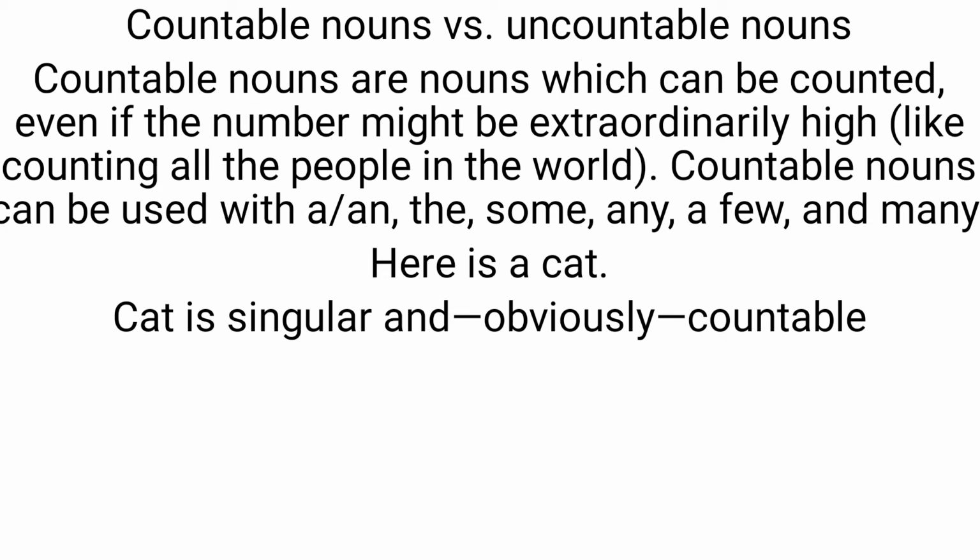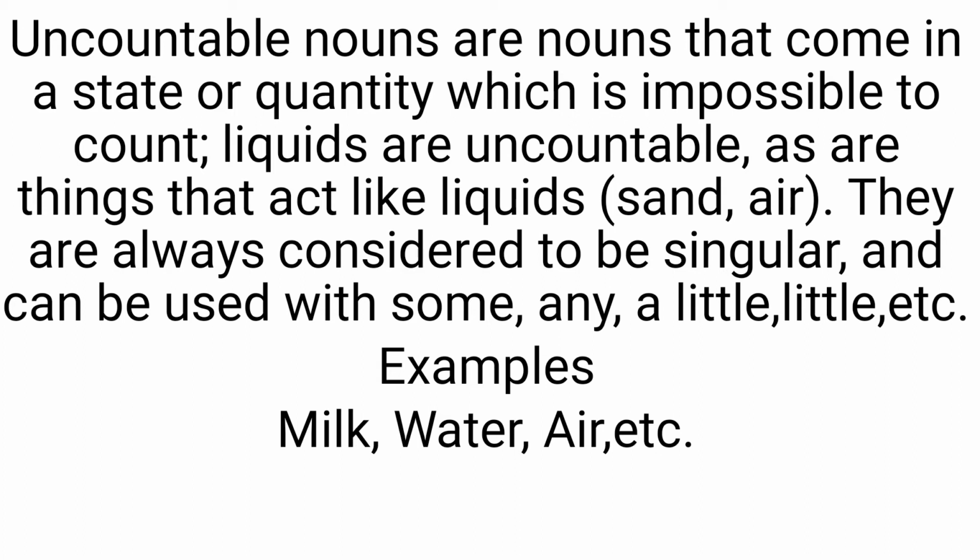जिनको गिन सकते हैं ना, उनको countable nouns कहा जाता है. And next is uncountable noun. Uncountable nouns are the nouns that come in a state or quantity which is impossible to count. कुछ ऐसे हैं जिनको काउंट ही नहीं कर सकते. Like liquids are uncountable, as are things that act like liquid. Sand, air, we cannot count them. They are also called material nouns by some scholars.